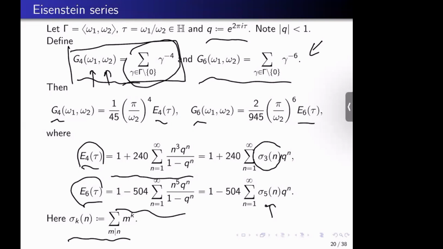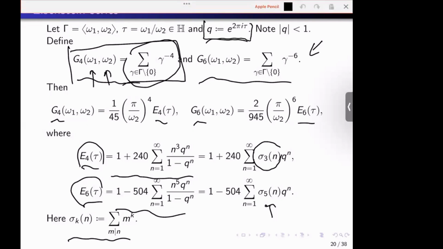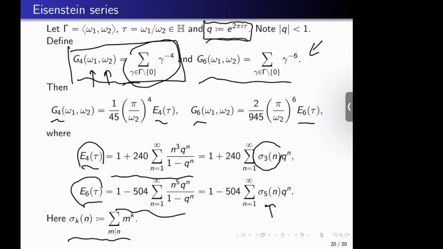There is a question in the chat. The relation between q and tau is just this relation: q is e to the 2 pi i tau. That's very standard notation in this context. Okay, let's move on.